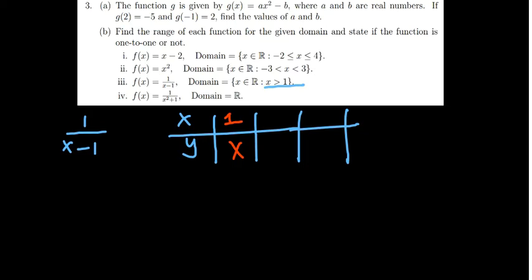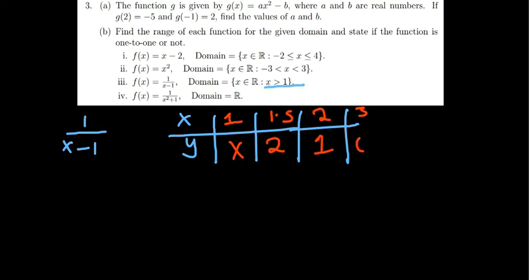So if I try 1.5, and you substitute, 1.5 minus 1 will give us 0.5. 1 divided by 0.5 is going to be 2. If I put a 2, 2 minus 1 will be 1, so 1 over 1 is 1. So 2 will give us a 1. If I put a 3, 3 minus 1 gives us 2, so it will give us 1 over 2, which is 0.5.